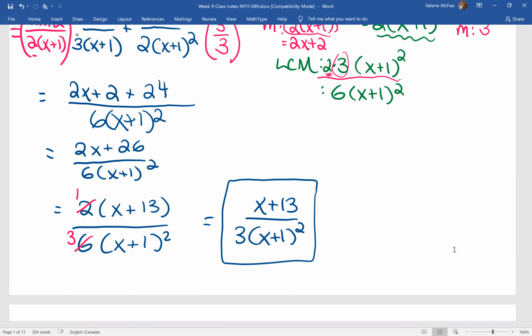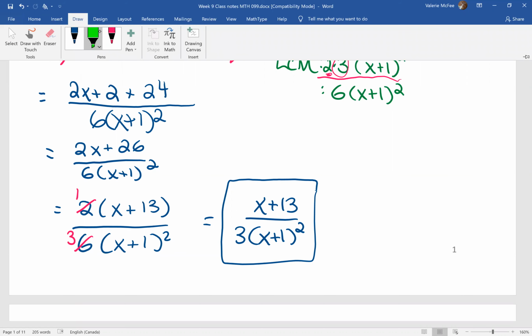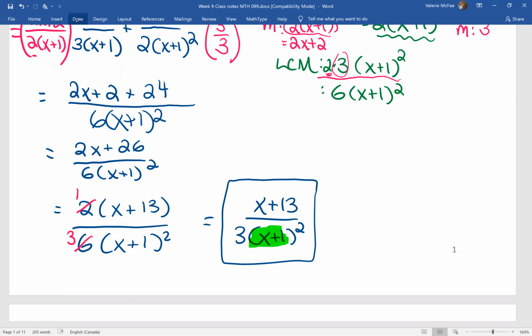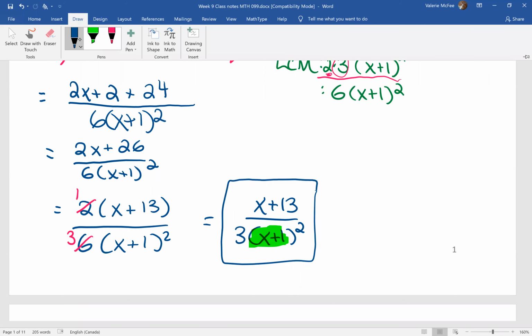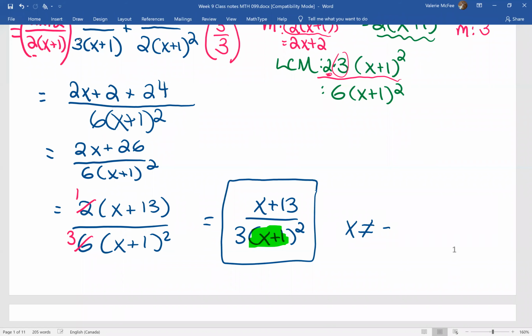If we're looking for restrictions, remember that we're looking in the denominator. This is the only factor containing x. And we see that x cannot equal -1 because -1 plus 1 would give me 0 in the denominator.